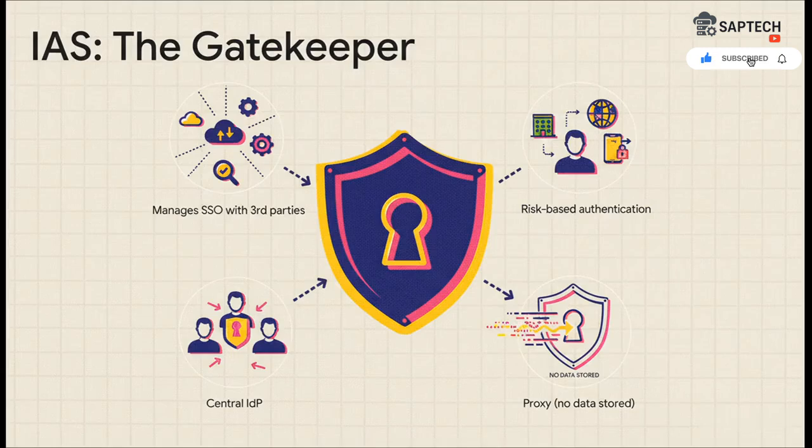And now for IAS, the gatekeeper. This is an incredibly flexible and powerful tool. Of course, it can handle SSO, but it can also get way more sophisticated with things like risk-based authentication. Like, it can require extra verification if you're logging in from a strange location. And a key point here is that it can be a full-blown identity provider itself, or, and this is a huge option, it can act as a simple proxy, just redirecting logins without storing any data at all. That's a game changer for companies with really strict data policies.